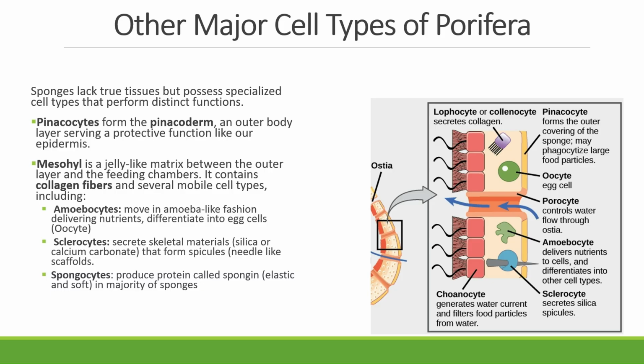Lastly, we have the spongocytes that produce, no surprise, they make spongin, a protein matrix that is soft and elastic. You might say it is spongy, and this protein is found in the majority of sponges.